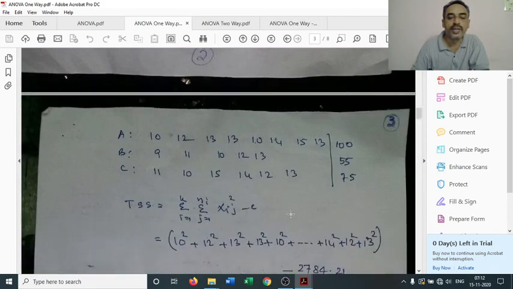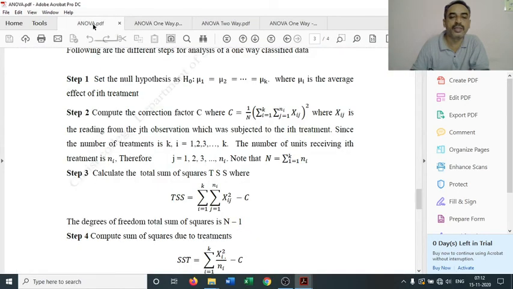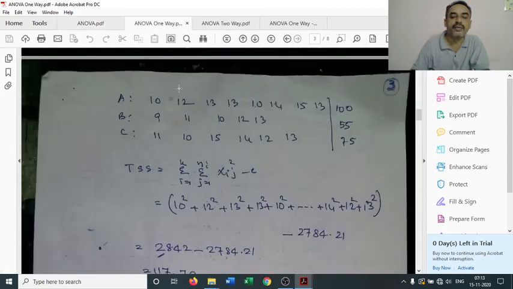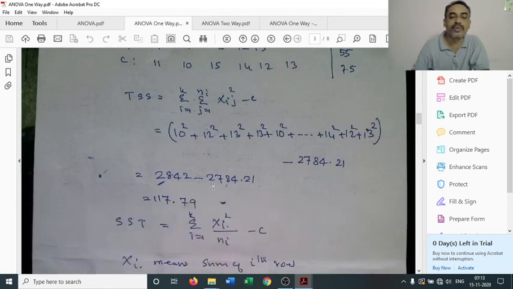The third step is finding the total sum of squares, TSS. It is the sum over i equal to 1 to k, j equal to 1 to ni, of xij square, minus C. Here we first find the squares of the individual values and then their sum, and then subtract the correction factor. So we find 10 square, 12 square, 13 square, and finally the last entry 13 square, minus 2784.21. It is 2842.2781 minus 2784.21, which is 117.29. That is, the total sum of squares will be 117.79.